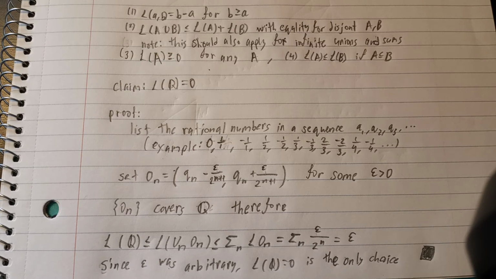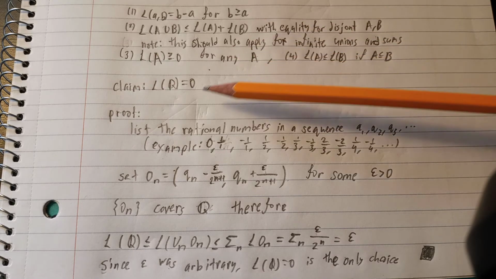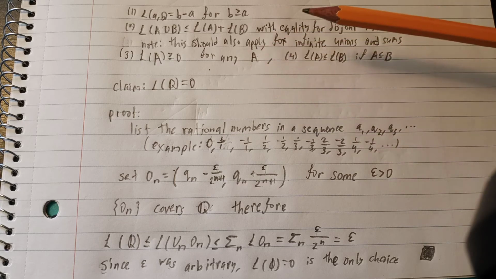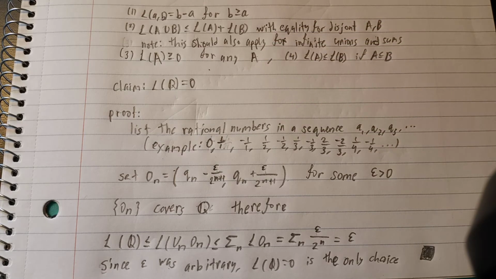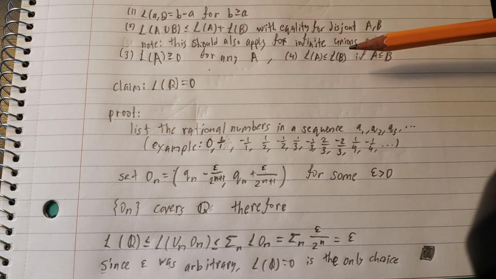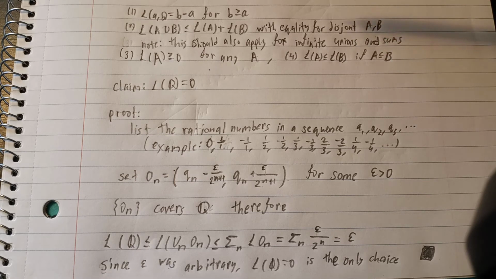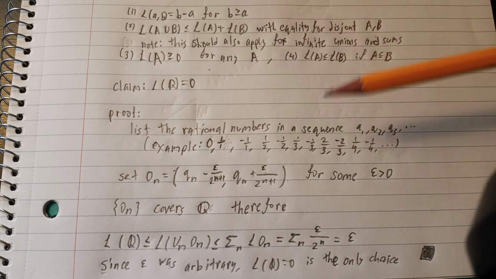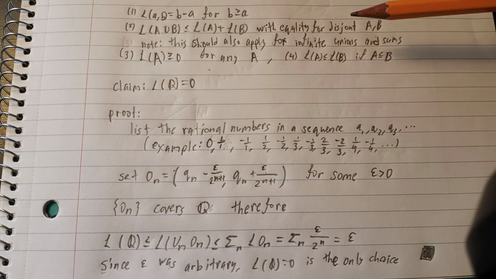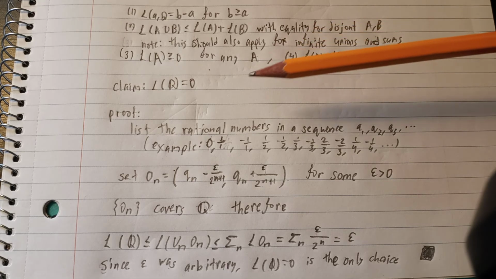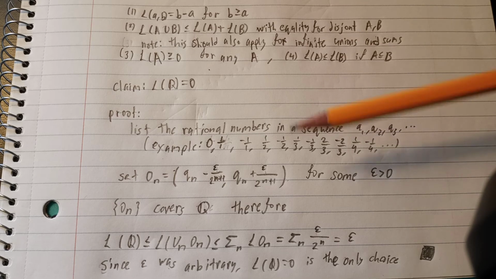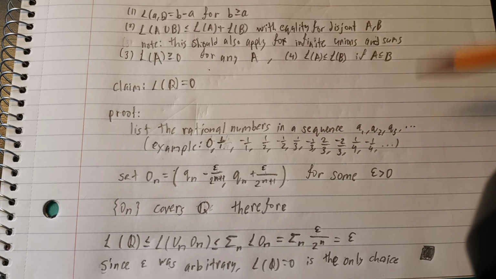So with these properties, we can actually show that the length of Q, the set of all rational numbers, has to be 0. Here's the proof. So basically, we have to start with these common axioms, and then from there, we have to logically deduce that the length of the rational numbers has to be 0. So the first step is to list out all the rational numbers in a sequence, q1, q2, q3, on and on and on. So for example, you can look at this. This is one of those listings.